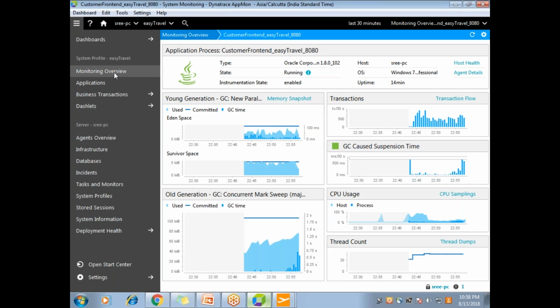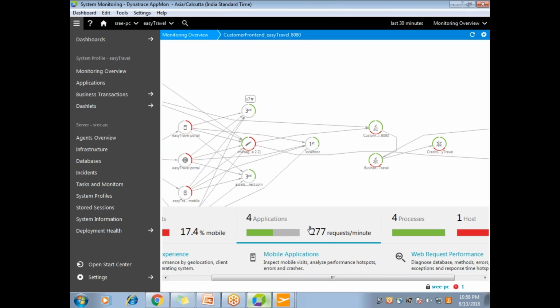Actually, go back to... I wish that I could open this in a new window. Exactly how will thread dumping work, Kumar? Thread dumping? One minute.